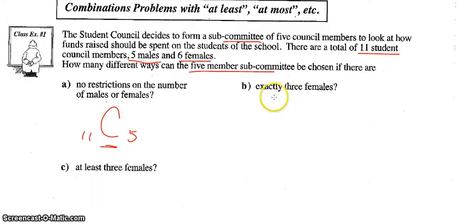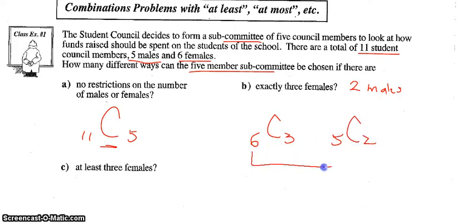Okay. Exactly 3 females, which means there are 2 males, right? That implies there are 2 males in the 5-member subcommittee. So where do the 3 females come from? They come from the 6 females, you choose 3. The 5 males, you choose 2. Here are the 11 people, and here is the 5-member committee with 3 females and 2 males. So you multiply them. Put it in the calculator and you get the answer. I won't write down the answer here.